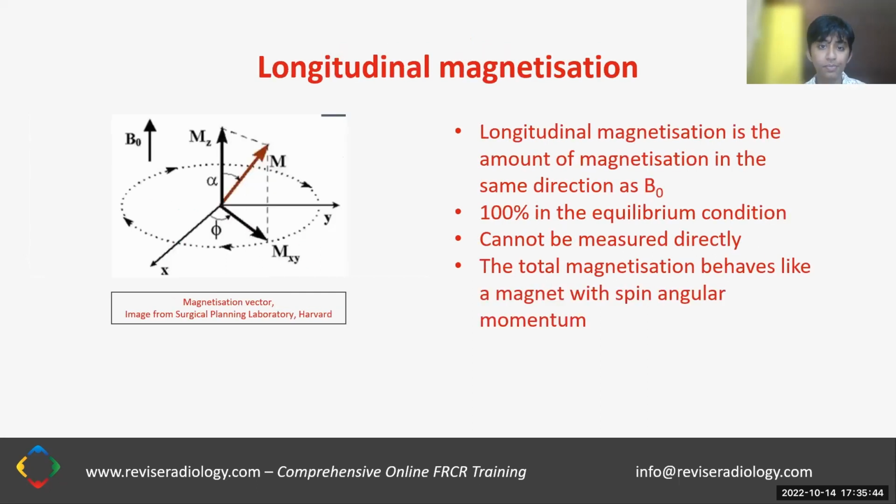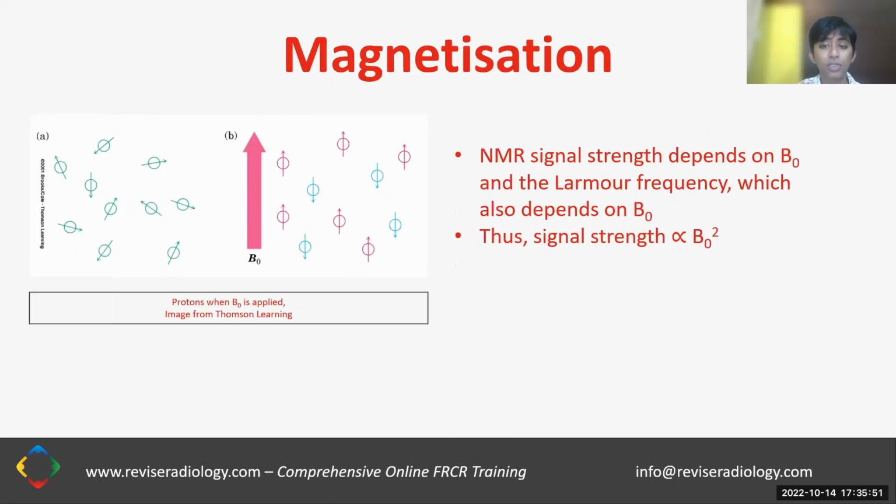Let's keep going. So now we're going to introduce, so we discussed magnetization. Magnetization is the total effect of the proton spins. So we're not talking about individual protons anymore. We're talking about all the protons which are in a certain volume.